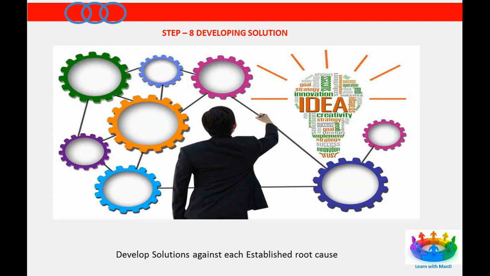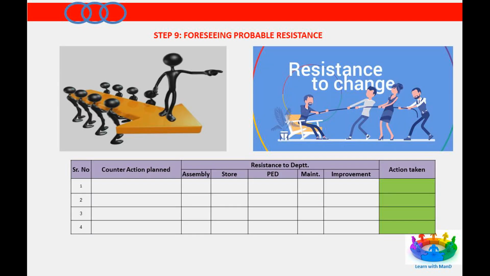In our eighth step, developing solution, we will develop the solutions against each root cause. In this step, the team will generate ideas by sitting together and decide which actions can be taken against each root cause. Ninth step is forcing probable resistance. In this step, we foresee all the resistance which can be faced. We'll assume what can be faced during the implementation.